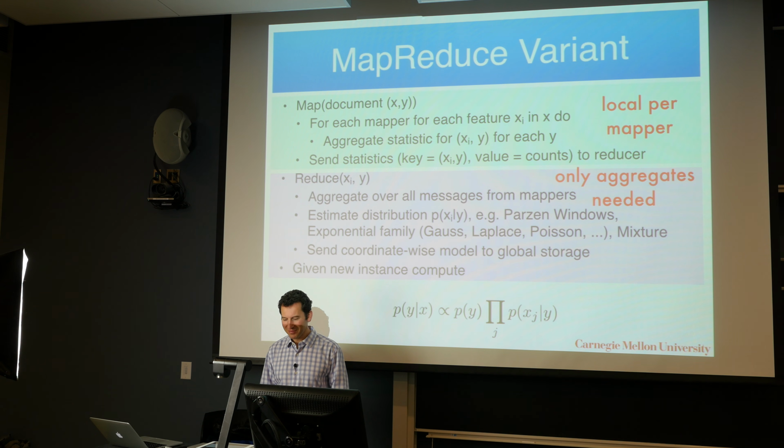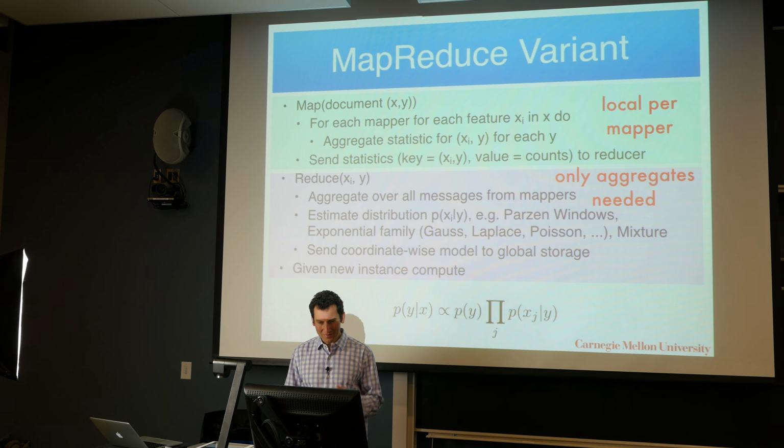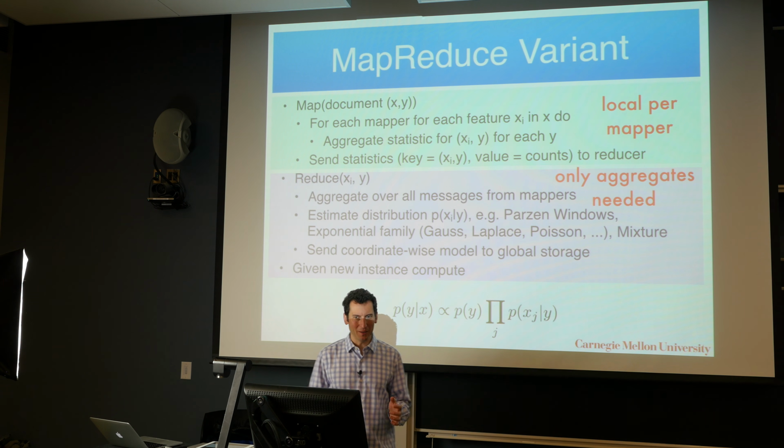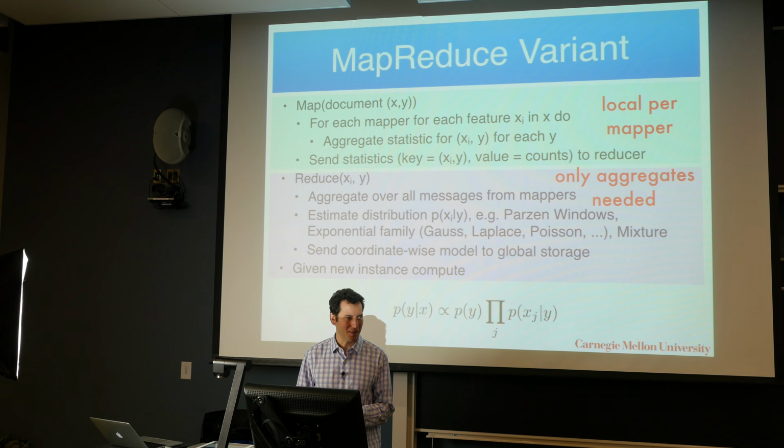Okay, so this is really the basic template, and this is one of the simplest MapReduce algorithms, and if you do it well, you get a passable spam filter. Okay, any questions about that so far?